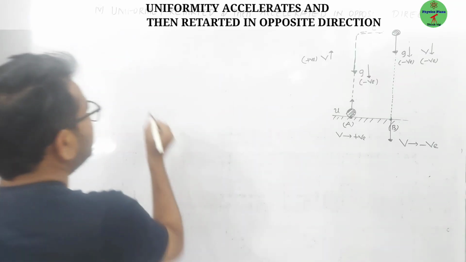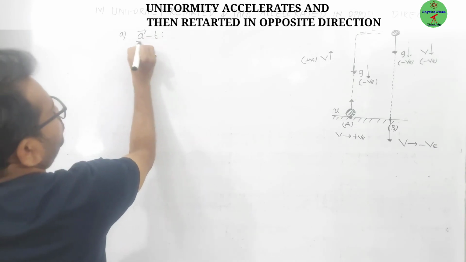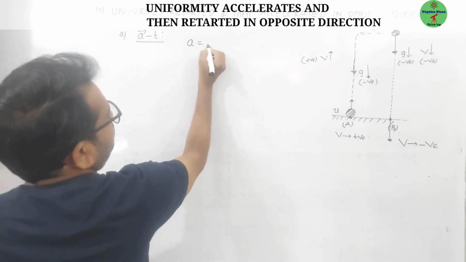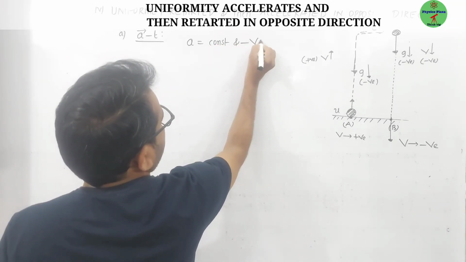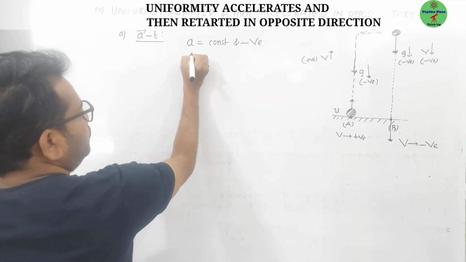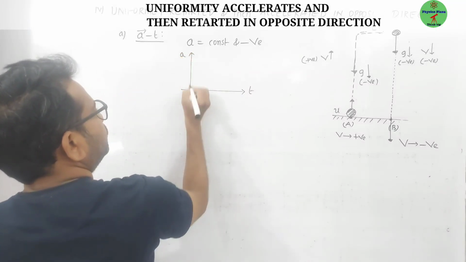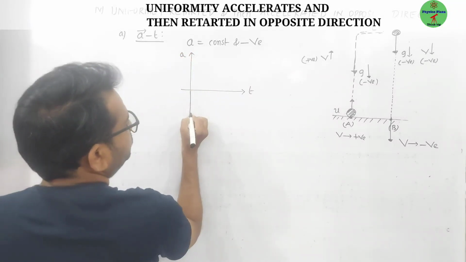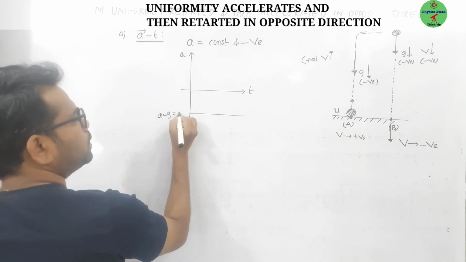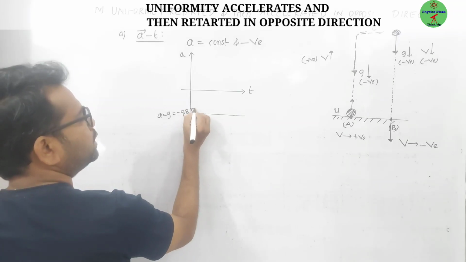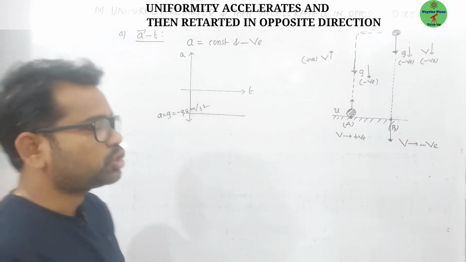So now first let us study the acceleration time graph. Children, throughout the journey, acceleration is constant and negative. Then we get the acceleration-time graph. So here a is equal to g is equal to minus 9.8 meter per second squared. So this is how the acceleration time graph is going to be.